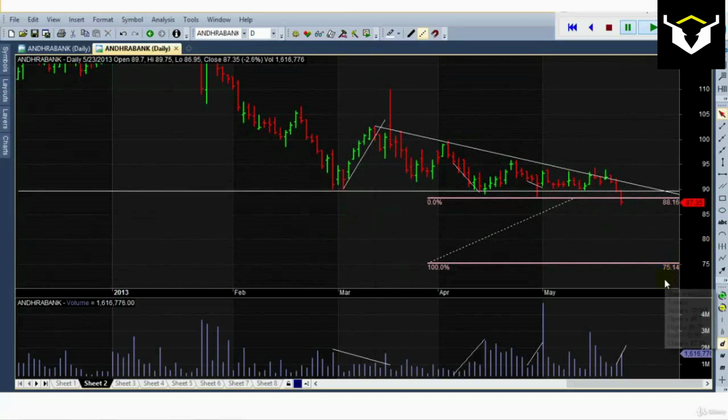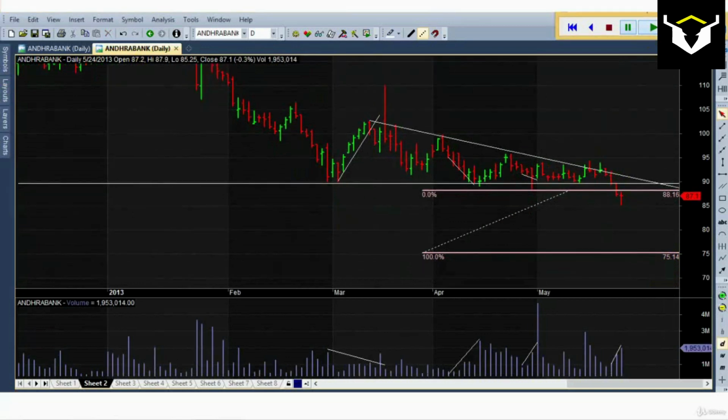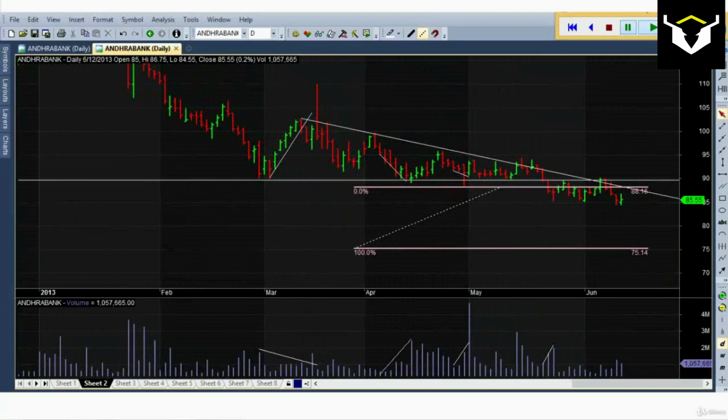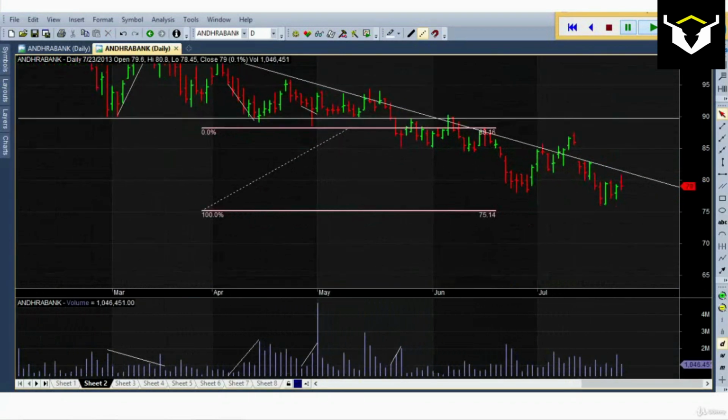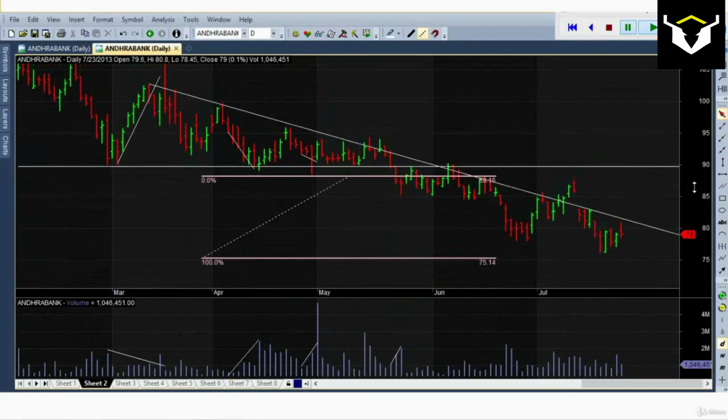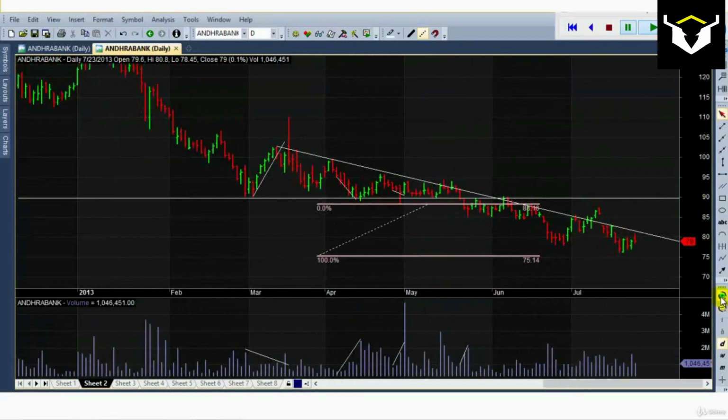75.14 is my target, initial target for this breakout pattern. Let's go and add some bars. There we go. Prices went ahead to meet the price target. The important point to understand is that it displayed every quality of a descending triangle. It had a flat bottom and a falling trend line or falling top line.